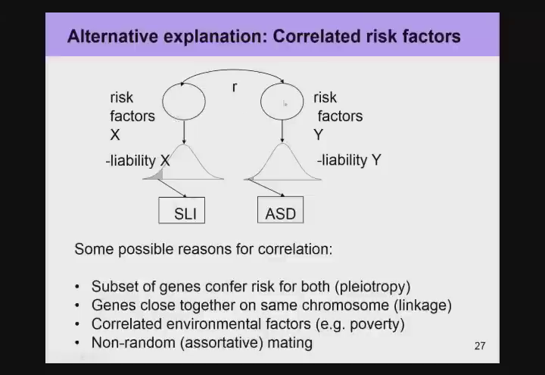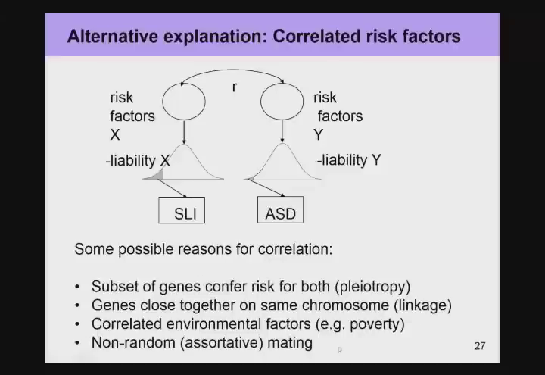You could have some genes, so if we're saying there's lots and lots of genes here that confer a risk for SLI and lots of different genes that confer a risk for autism, there might be a few that manage to confer a risk for both, something known as pleiotropy. There could also be genes that are just sufficiently close together on the chromosome that they tend to be inherited together. You could also have environmental risk factors that affect both conditions, so maybe growing up in poverty would increase your risk of both conditions, or other factors we might be able to think of that could work that way.